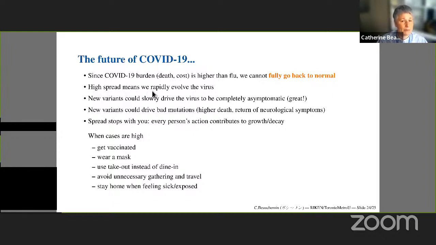So high spread means that we rapidly evolve the virus and that new variants could slowly drive the virus to be completely asymptomatic, which would be fantastic, and that would be our pathway back to actual normal. So that could happen, and that would be great. The other possibility is that the new variants could drive a very bad mutation at any time, which could spike up our deaths. It could be the return of neurological symptoms, because one thing I didn't mention is when the arrival of Omicron is really when we saw COVID symptoms shift from what was really partly a neurological disease. So, when you lose your sense of taste and smell, this was actually actual brain damage. Traditional SARS, which was back in 2003, was actually a neurological disease.